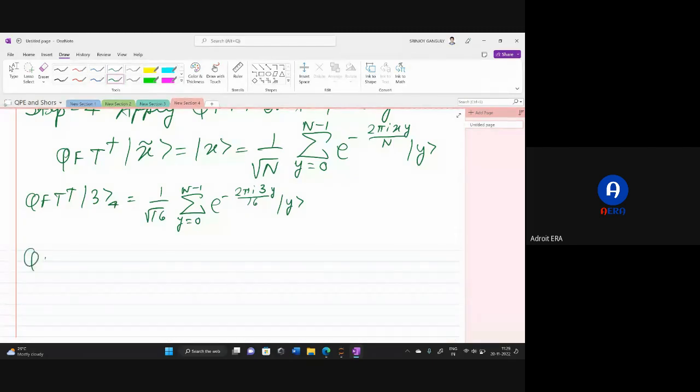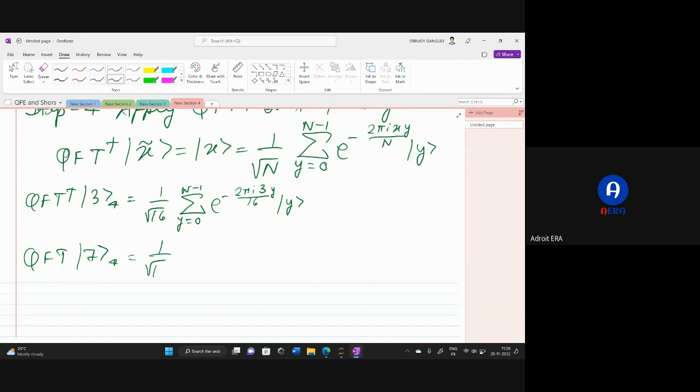Similarly, it's very easy. Now you can remember x is the ket x register, right? So therefore 2 pi i 3y. It was xy in the formula, if you can see. We replace the x with 3. Similarly, we will now replace it with other values. So 3, and then let's say we also apply to 7, okay?